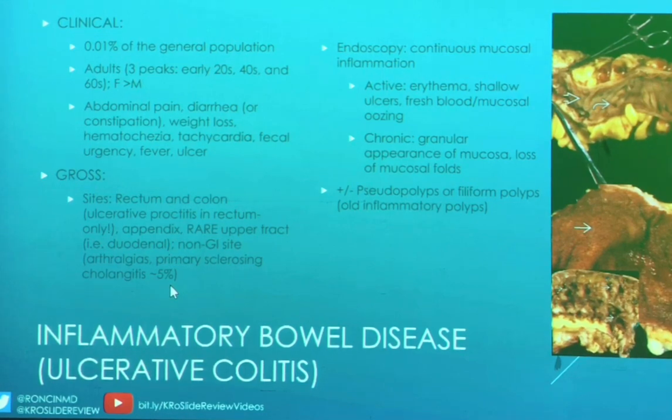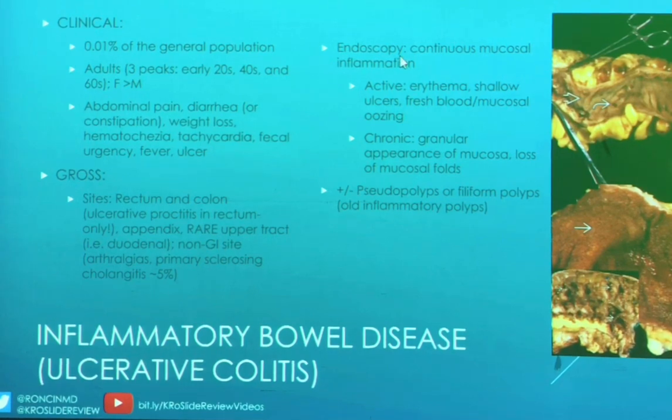If a patient has ulcerative colitis, 5% of them will have primary sclerosing cholangitis. If a patient has primary sclerosing cholangitis, 70% of those will have ulcerative colitis. So it kind of gives you a sense, if you see one, you should really be looking for the other.